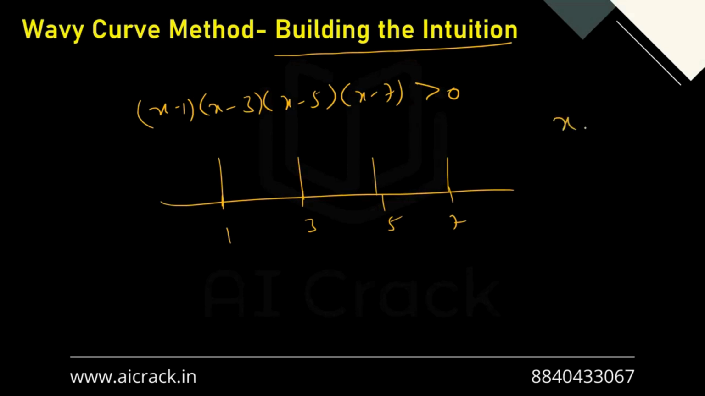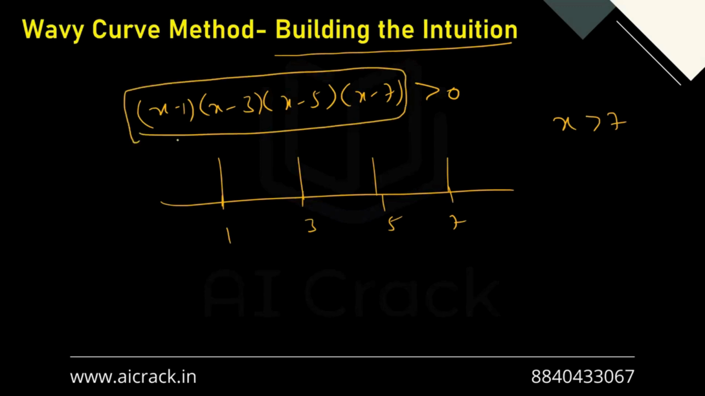Now let's take a case where x is greater than 7. We have considered these as zones. These all are zones over here. And we'll see how this function is behaving in these zones to understand. Okay. So let's take the first zone, that is x is greater than 7.